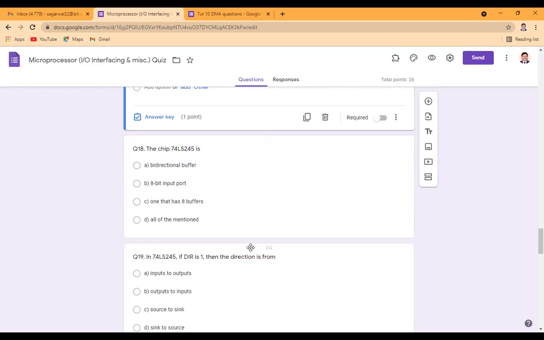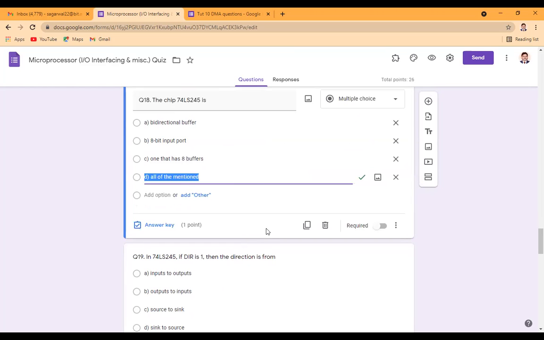The chip 74LS245, what kind of chip is it, what kind of working does it do? It is a bidirectional buffer. If it is a bidirectional buffer, it is also used as an 8-bit input port, one that has 8 buffers. So all are the correct answers. So D is the correct answer, showing that all the mentioned are correct.